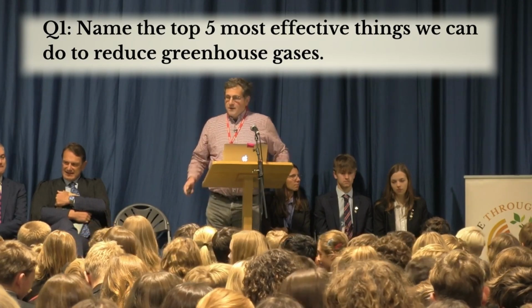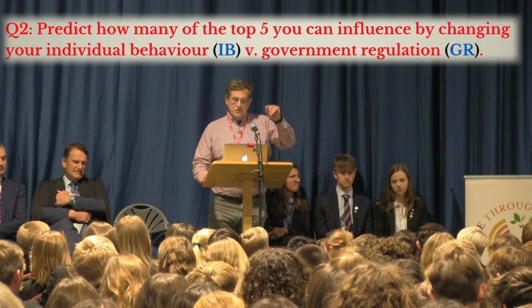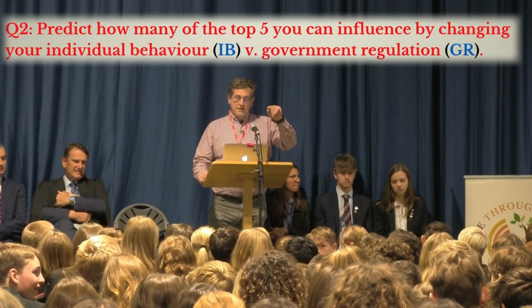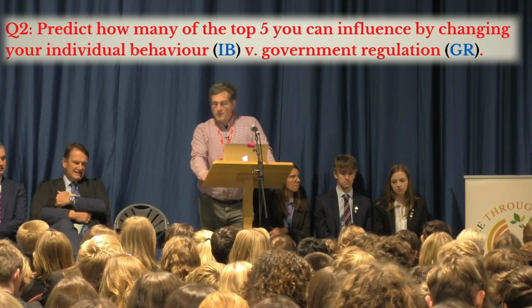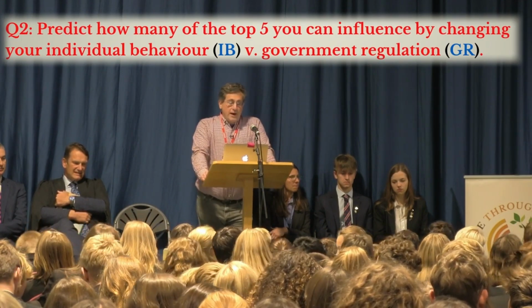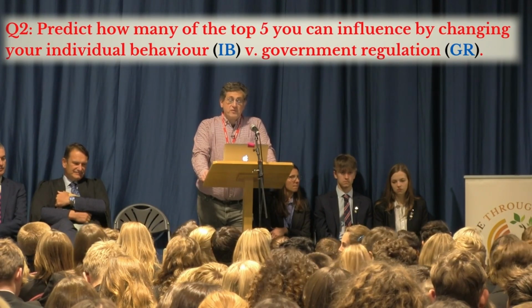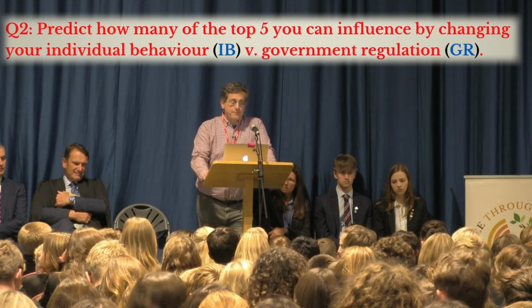Okay? Now, you've got those 5 things in your head, and I want you to examine them and ask how many of them you can do yourself directly by changing your individual behavior. Let's call that IB, individual behavior. And this is opposed to government regulation or enforcement, we'll call that GR. So you should now have a mental list of 5 things and a number between 0 and 5 representing how many of those things you can influence yourself.